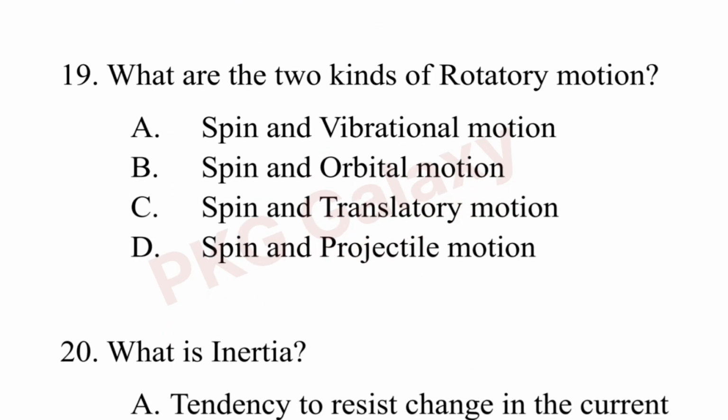Next question. What are two kinds of rotatory motions? Option A spin and vibrational motion, option B spin and orbital motion, option C spin and translatory motion, and option D spin and projectile motion. So the correct answer is option B, spin and orbital motion.